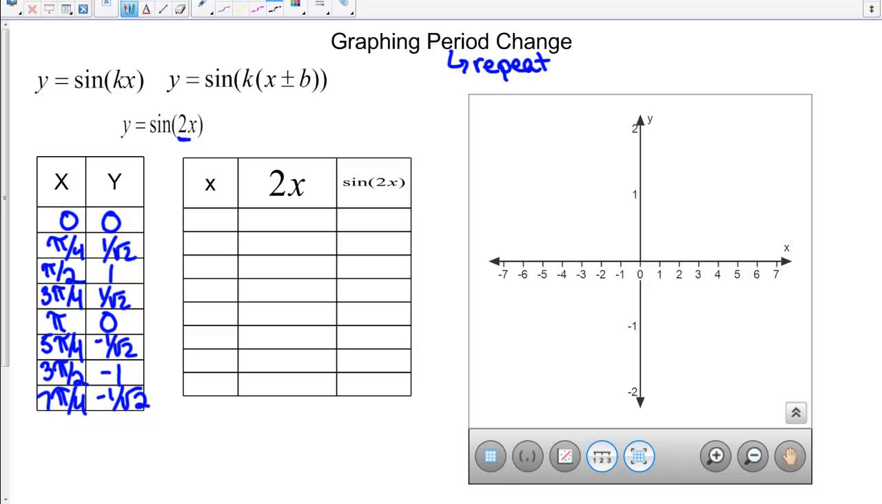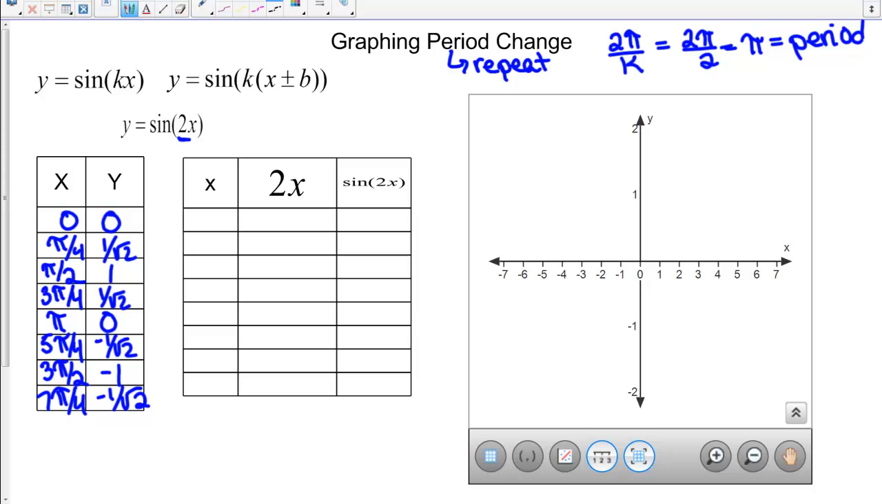So to get our period, we take this value k and we divide 2 pi by k. So in this case, k is 2, so 2 pi divided by 2 gives me pi. So my period is pi, so we expect my graph to repeat every pi.